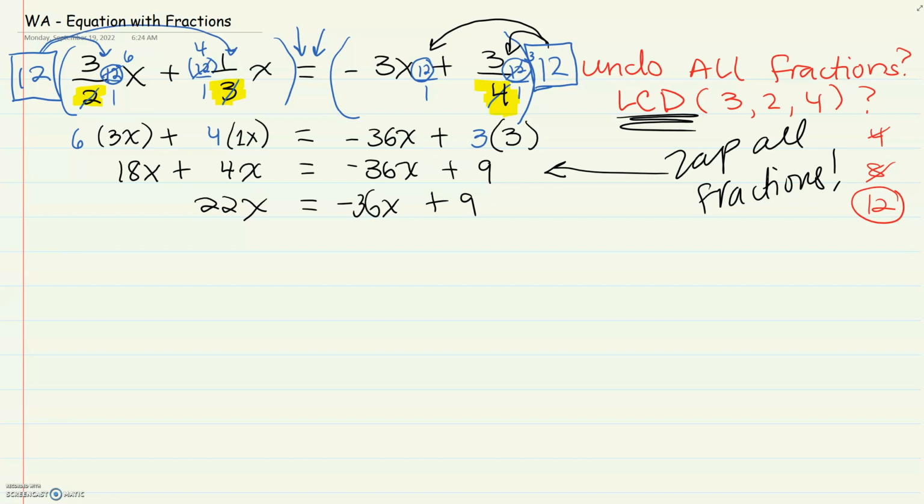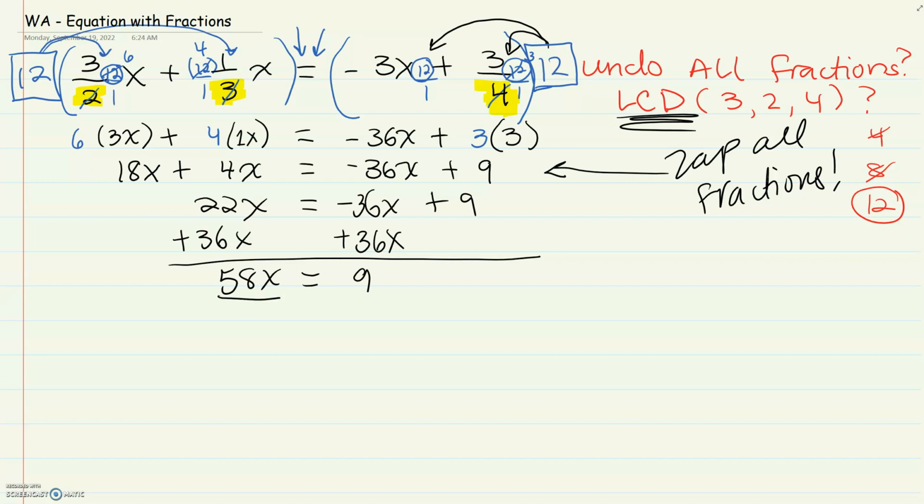Right? And in order to solve for x, I need to get x's onto one side. So I'm going to undo minus 36x by adding 36x to both sides. So I will have 58x is equal to 9. Then divide by 58 to get x by itself, because this right here is going to be 1.